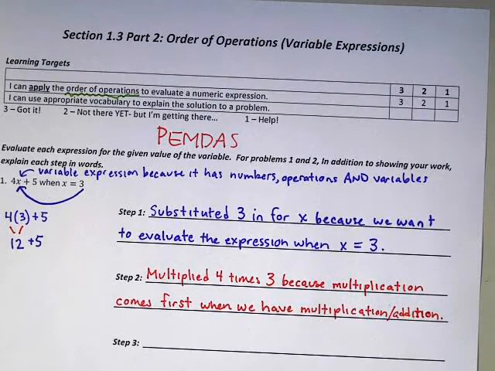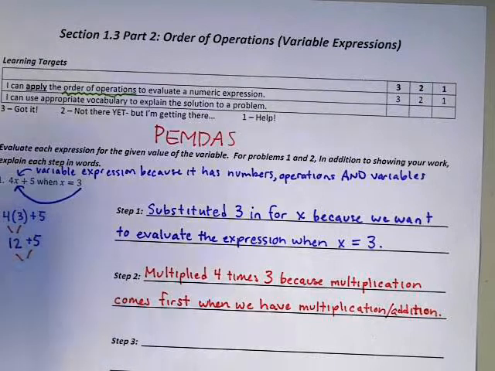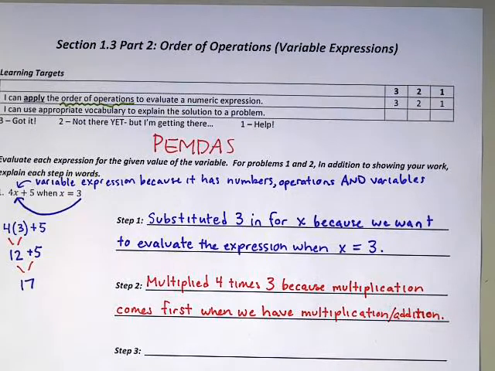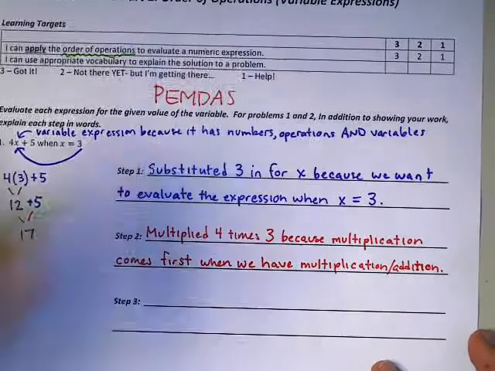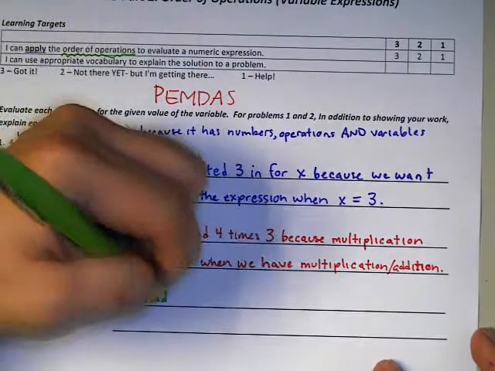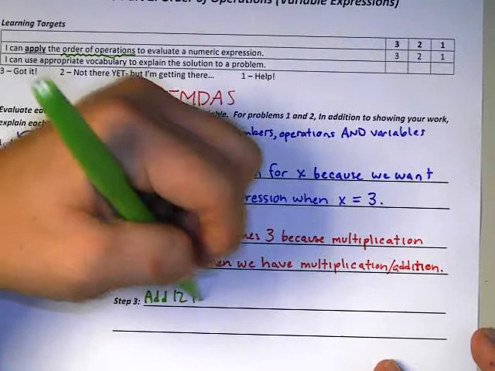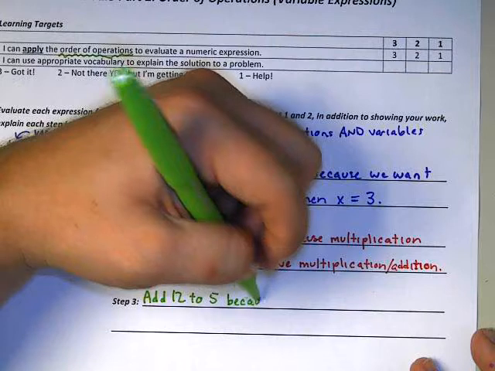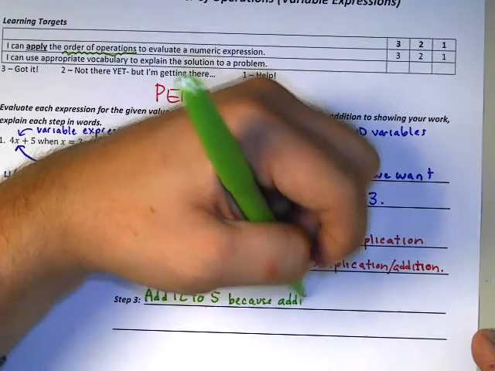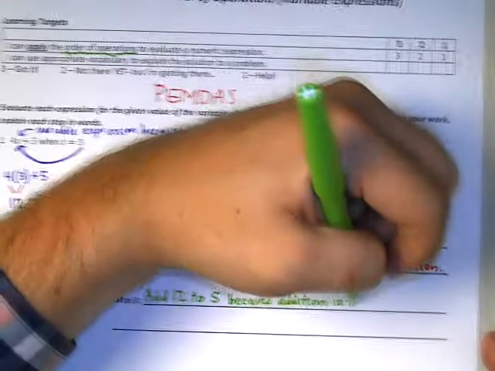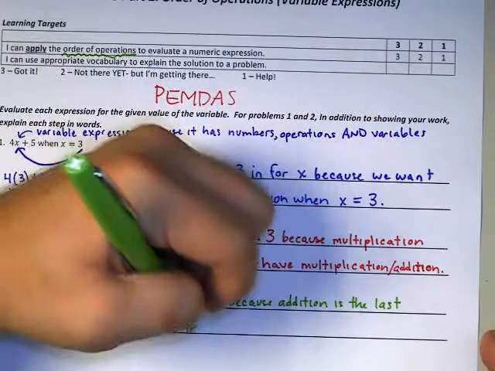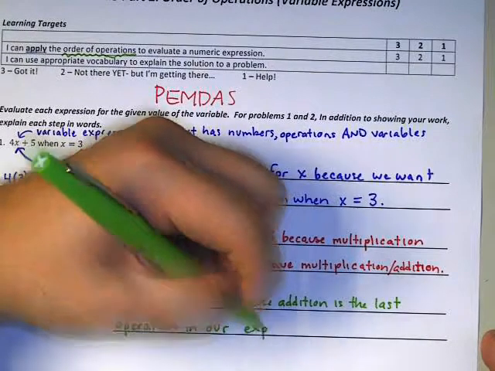Well, now, lastly, we should be good. What do we have here? 12 plus 5. 17. All right. So the last thing that we would do is we would add 12 to 5. And why? Because addition is the last operation in our expression.